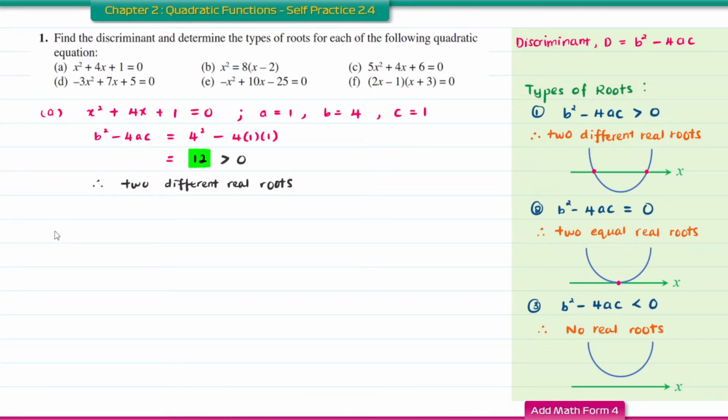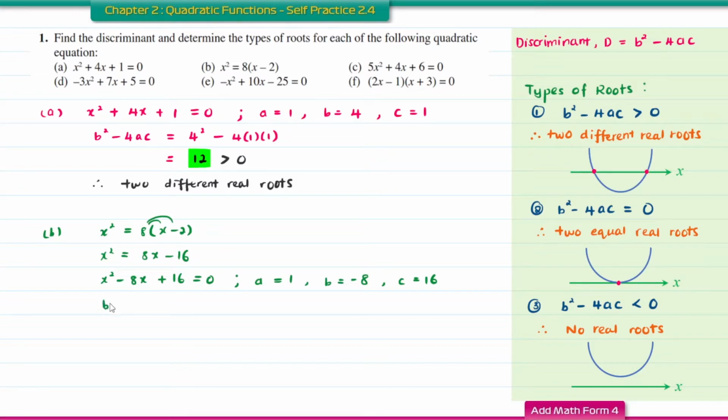Now let us move to question B. x squared equal to 8 times x minus 2. So we're going to expand first for this part. So it's going to be 8x minus 16. So I'm going to write this in general form. I'm going to move everything to the left hand side. x squared minus 8x plus 16 equal to 0. So here a is equal to 1, b equal to negative 8, and c is equal to 16.